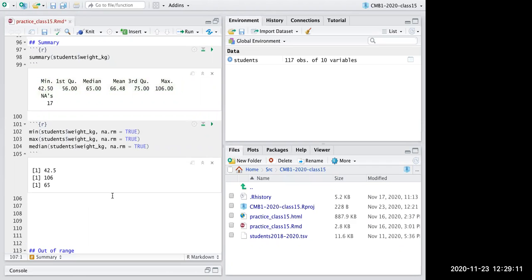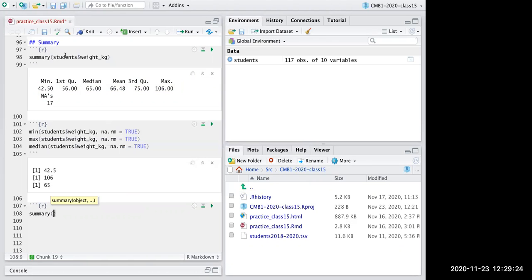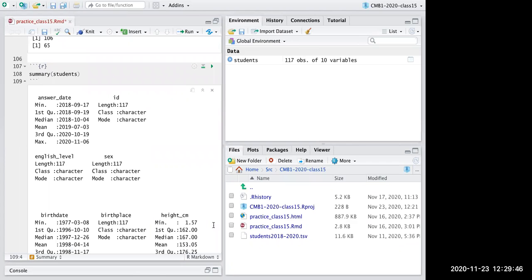There is one question that is still missing here: what if we apply summary to the complete table, not to the vector, like we did now? You see, there is a dollar sign here, therefore we are working with a vector, with a single column. So what if, instead of a single column, we apply it to the whole table? What we will get is an answer for each column: minimum, quartile, median, quartile, maximum.